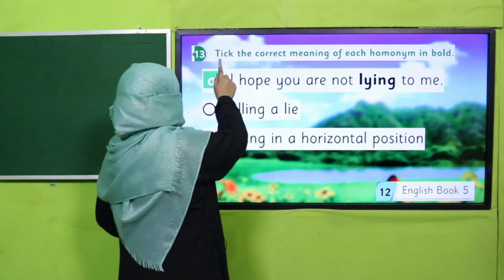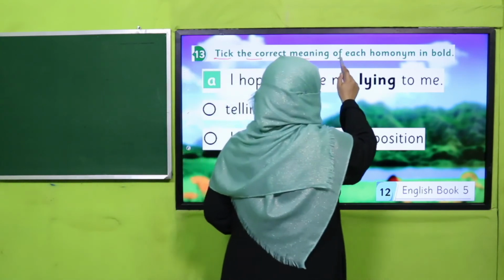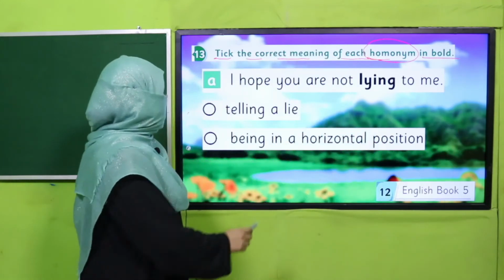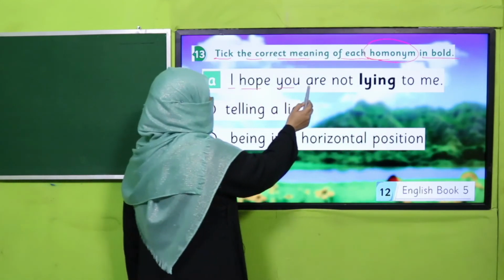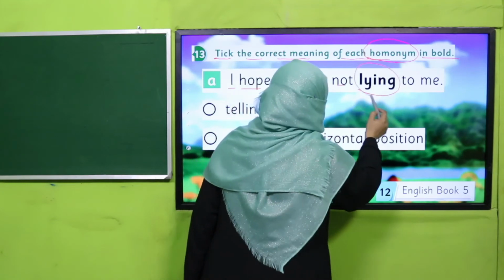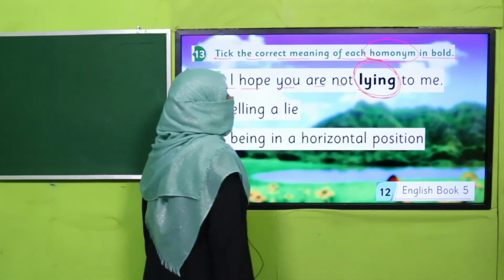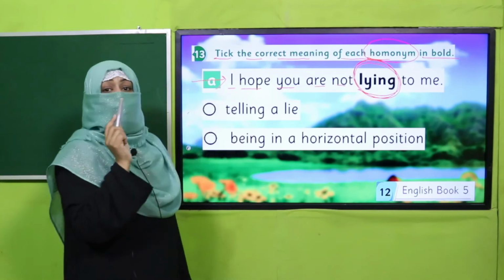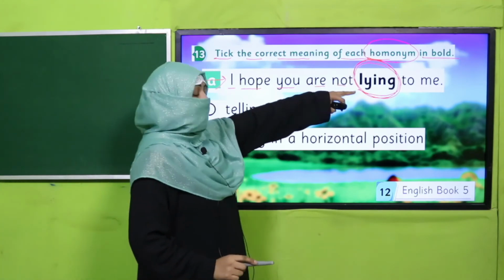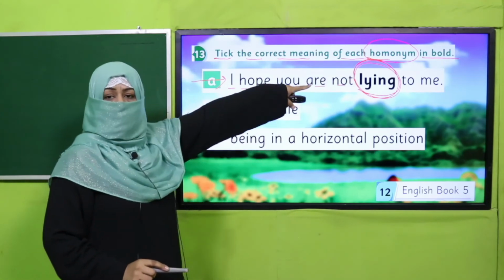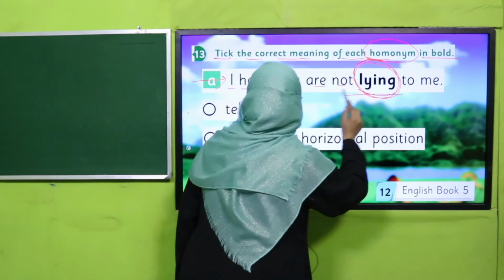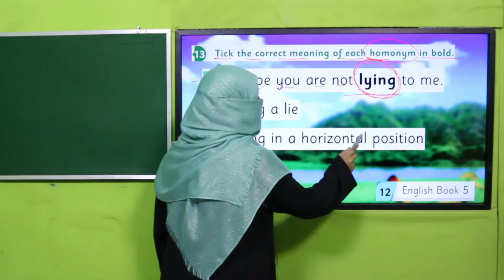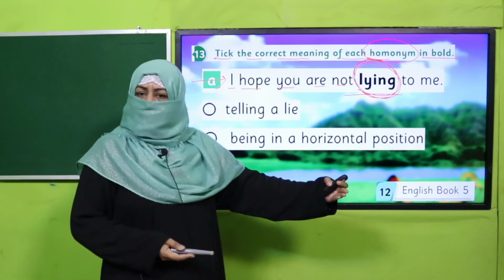Now what you are supposed to do, you will tick the correct meaning for each homonym in bold. I hope you are not lying to me. This word has been written in bold letters for you. According to the meaning of the sentence, you will select which meaning this sentence is referring to for this word. What does this lying mean over here? First is telling a lie, and second is being in a horizontal position, the way you lie down to sleep.